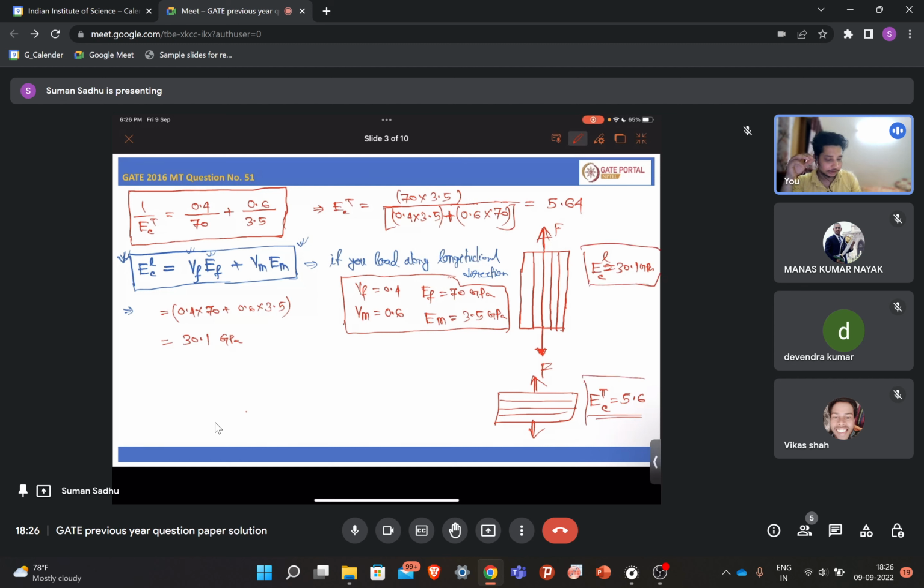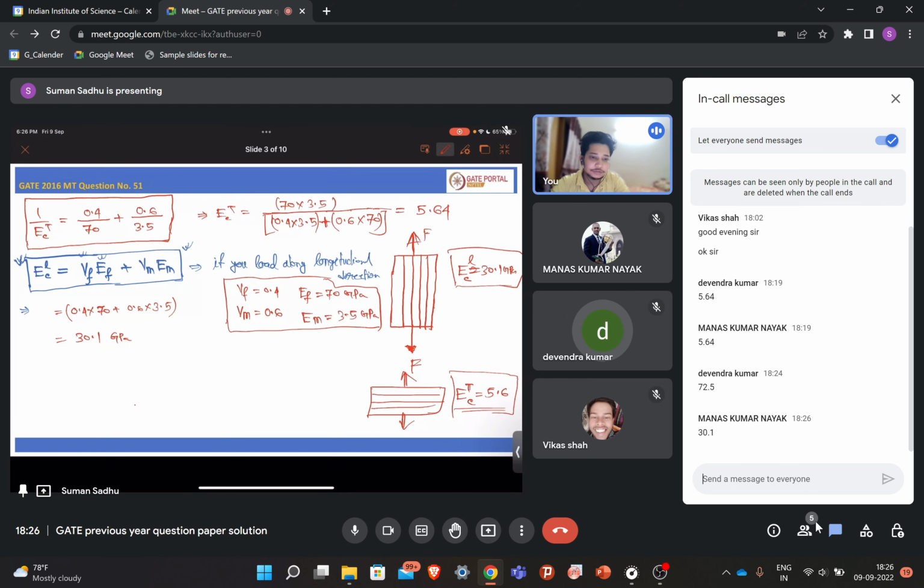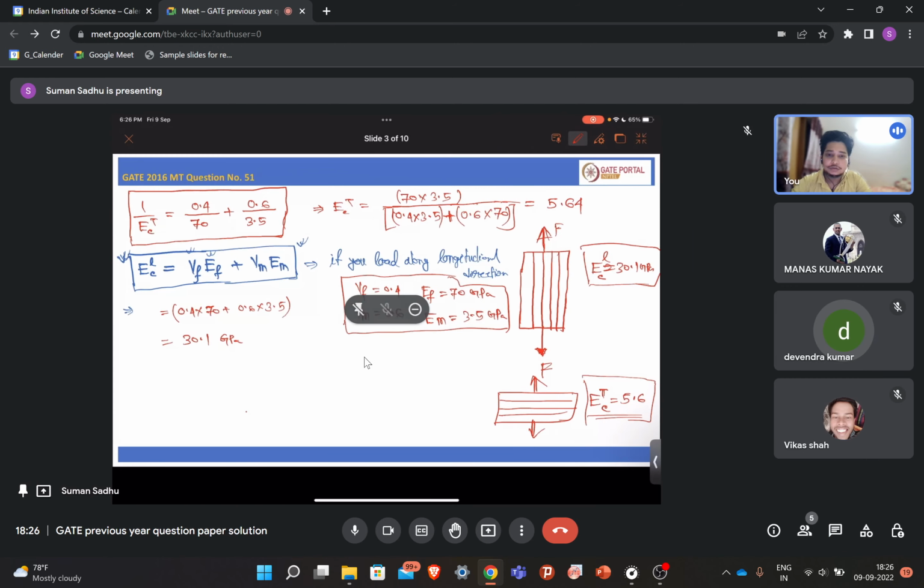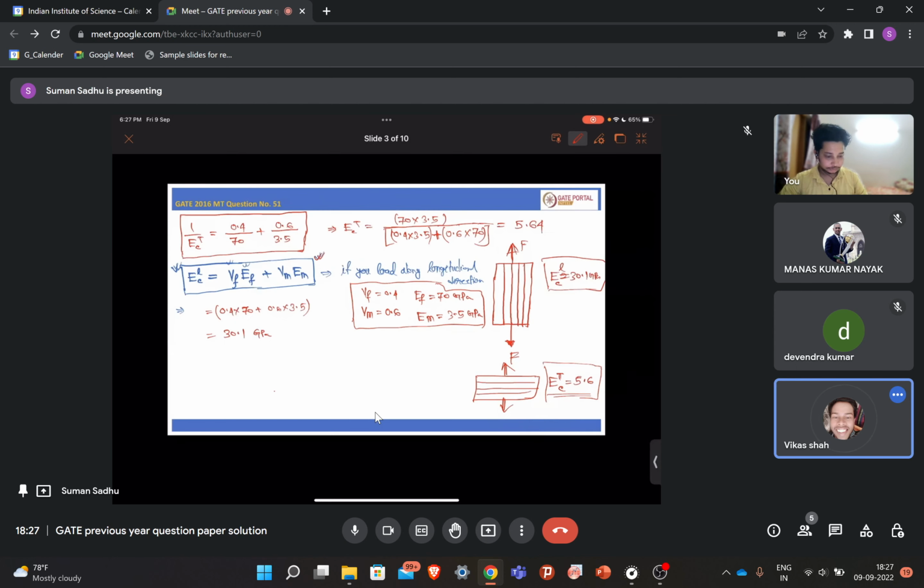So everyone understood up to this part? Yes, yes, sir. Okay, so do you people want me to derive this formula also, how we are getting this, or you people can derive it on your own? Anyone? So, should I derive this one also? Yes, sir. Okay.